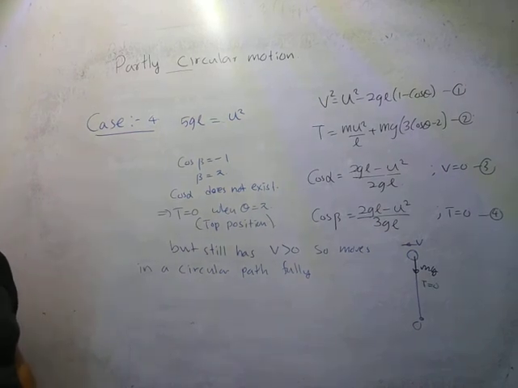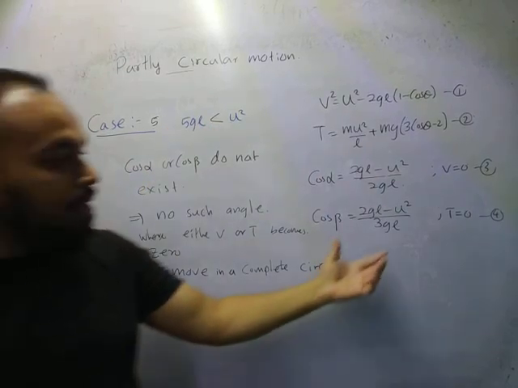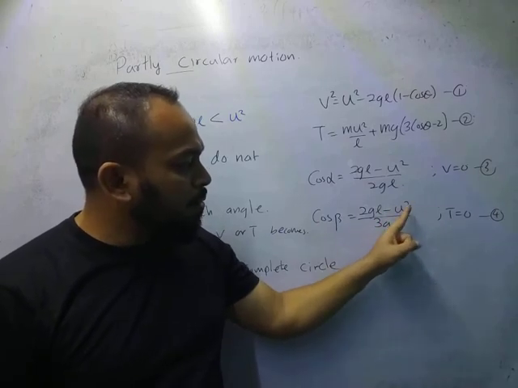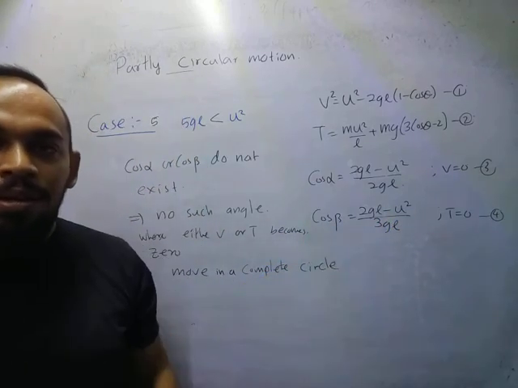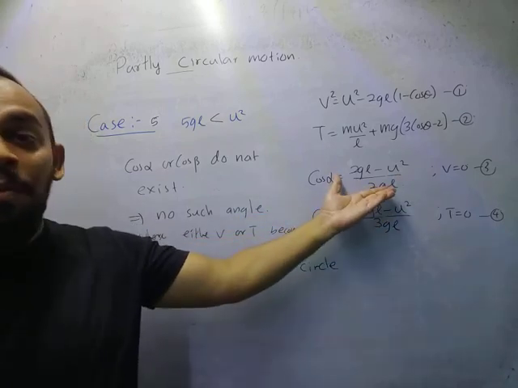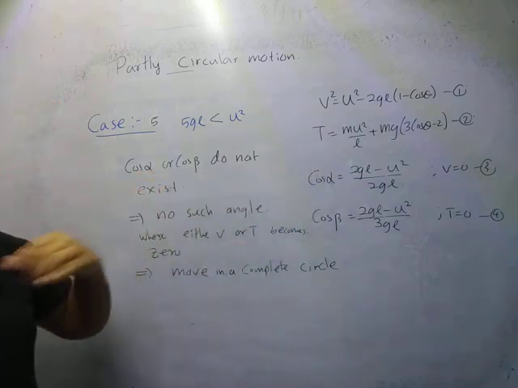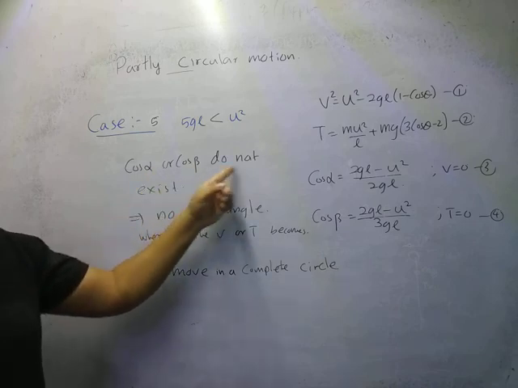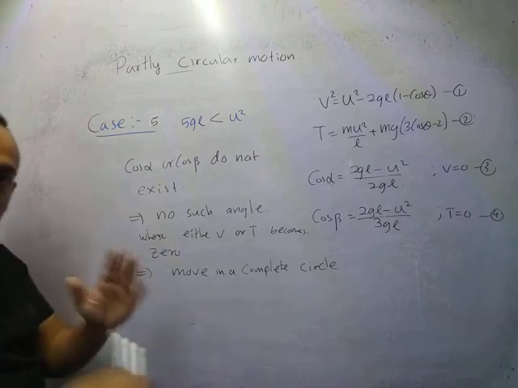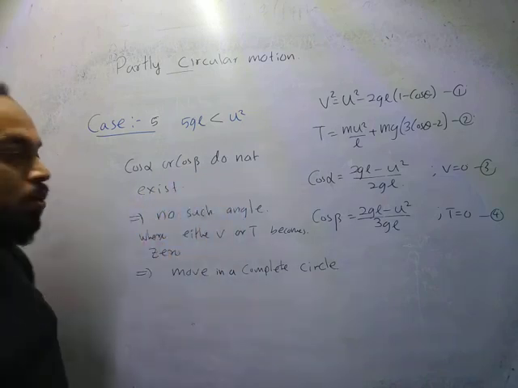Let's look at the final case now. The final one is when u squared is greater than 5gl, for example 6gl. Putting in 6gl gives minus 4gl divided by 3gl, which is definitely less than minus 1, say minus 2. Which means neither cos alpha nor cos beta exists. Nothing exists, meaning there is no angle at which V or T becomes 0.